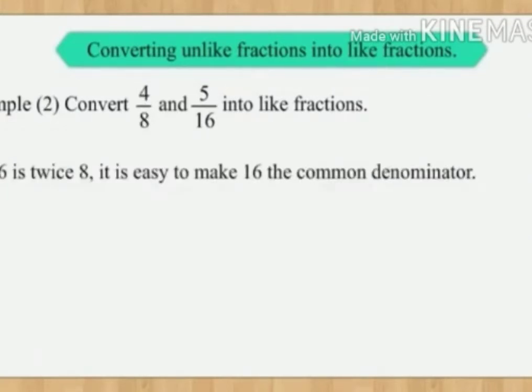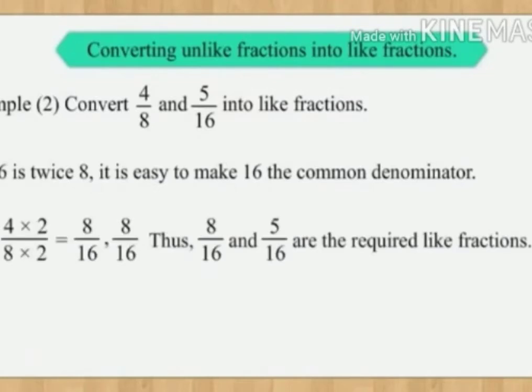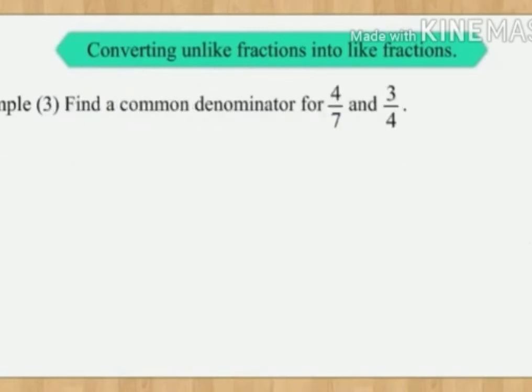Example 2. Convert 4 upon 8 and 5 upon 16 into like fractions. As 16 is twice 8, it is easy to make 16 the common denominator. 4 upon 8 is equal to 4 into 2 upon 8 into 2, which is 8 upon 16. Thus 8 upon 16 and 5 upon 16 are the required like fractions.